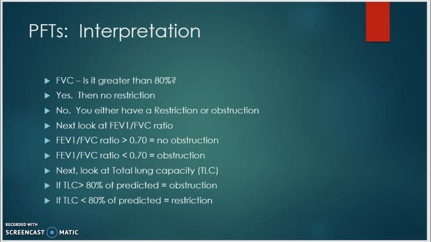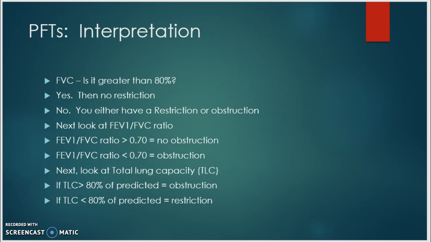The next thing you want to look at, if you have that, is your FEV1 FVC ratio. If that ratio is greater than 70% or 0.7, there is no obstruction. However, if that ratio is less than 70% or 0.7, you have an obstruction going on.